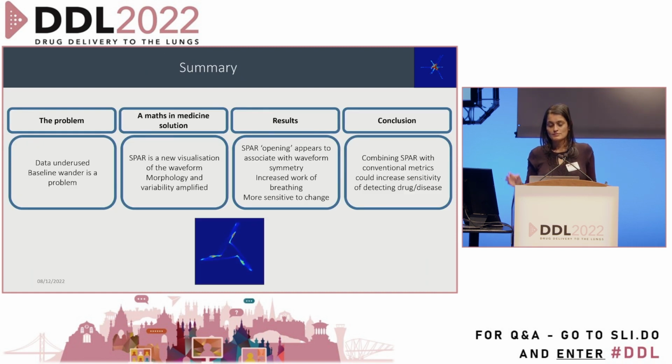So to summarize, the problem we have is that everyone's collecting this data, the machines are collecting this data, it's in there, but it's underused. And the second problem with conventional metrics is that baseline wander is a problem, and it's always going to be a problem. This is a maths in medicine solution, two completely different disciplines allowed to come together. It's a new way of visualizing the waveform data. It uses every single data point, so there's no inadvertent bias introduction. And it gives you new metrics, which are morphology and variability metrics.